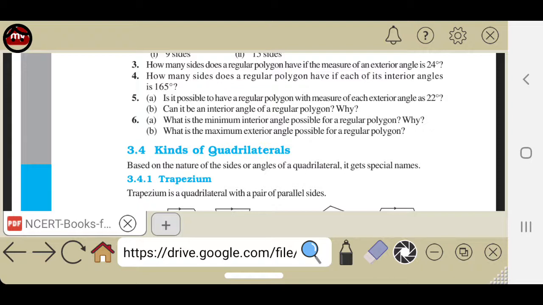Next question. Fourth question. How many sides does a regular polygon have if each of its interior angles is 165 degrees? Yes, dear children.